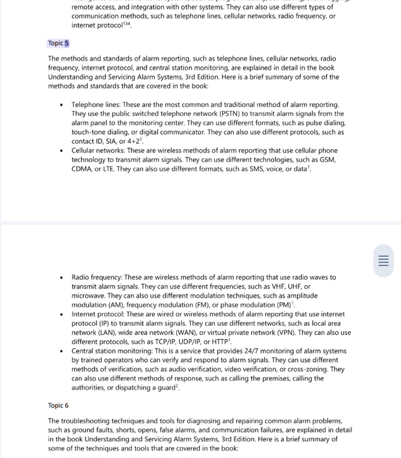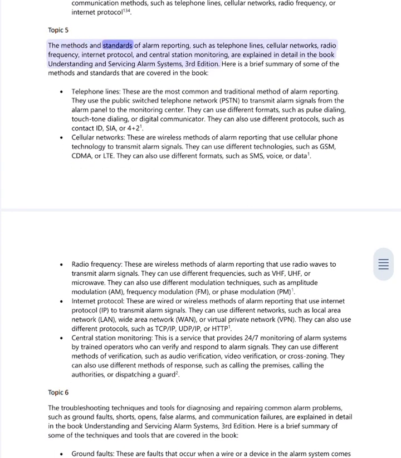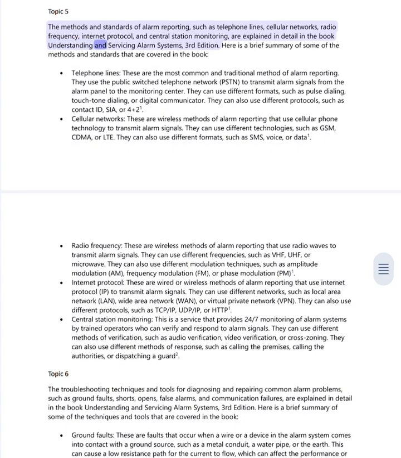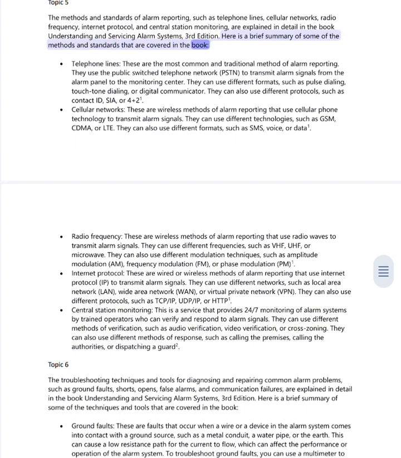Topic 5. The methods and standards of alarm reporting, such as telephone lines, cellular networks, radio frequency, Internet Protocol, and central station monitoring, are explained in detail in the book Understanding and Servicing Alarm Systems, 3rd edition. Here's a brief summary of some of the methods and standards that are covered in the book.